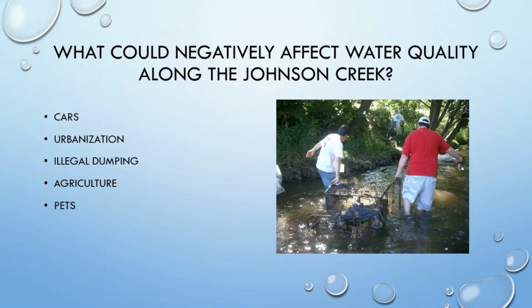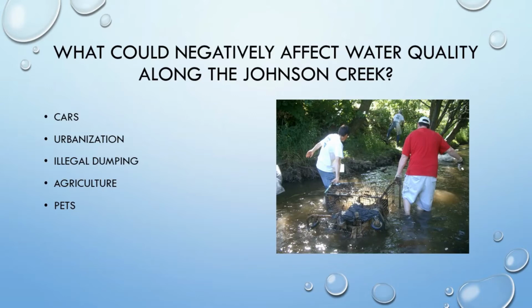Urbanization can also reduce the amount of plants along the creek. Plants provide a multitude of benefits that we will talk about later in the presentation. Agriculture also poses a problem. Fertilizers, pesticides, herbicides, and any other chemicals used in this industry can wash into the creek when it rains heavily.